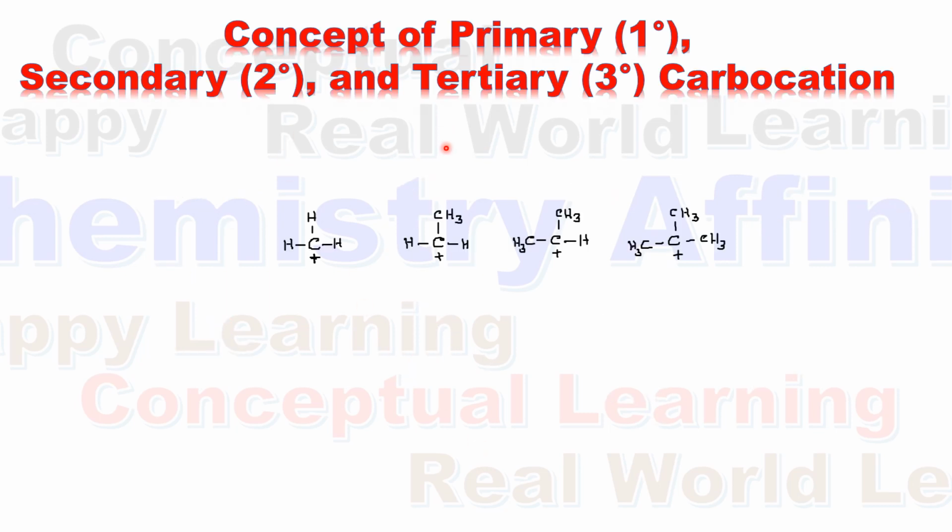In a similar way, we can also explain primary, secondary and tertiary carbocation. Carbocation means the carbon is positively charged. The first carbocation, this carbon is positively charged. So this is our concerned carbon. This concerned carbon is connected with only 3 hydrogens. It's not connected with any carbon. So that means it is not a 1 degree, 2 degree or 3 degree carbocation. It is just methyl carbocation.